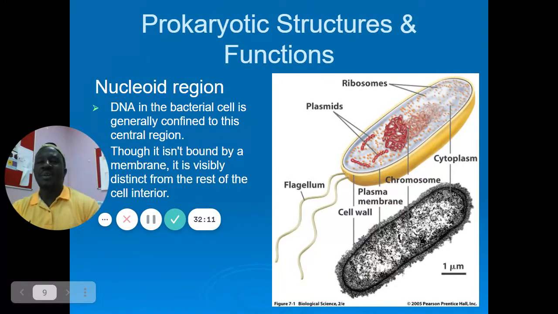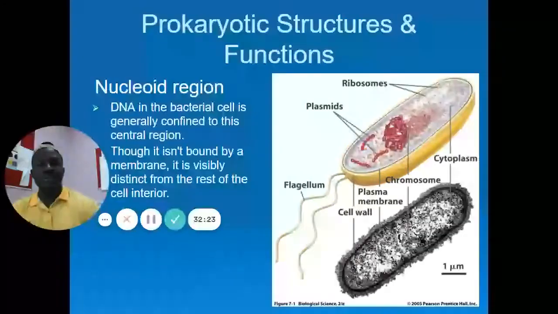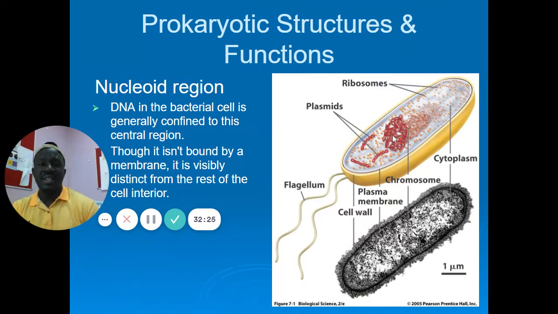We can see prokaryotic cells. If you look inside them, they have a nucleoid. The nucleoid, that's the DNA in the bacteria cell, is generally confined to this central region. So it's here, that's the nucleoid. That's where we have the DNA of the bacteria cell attached. But next to the nucleoid, we have the plasmids. Though it isn't bound by a membrane, it is visibly distinct from the rest of the cell interior.